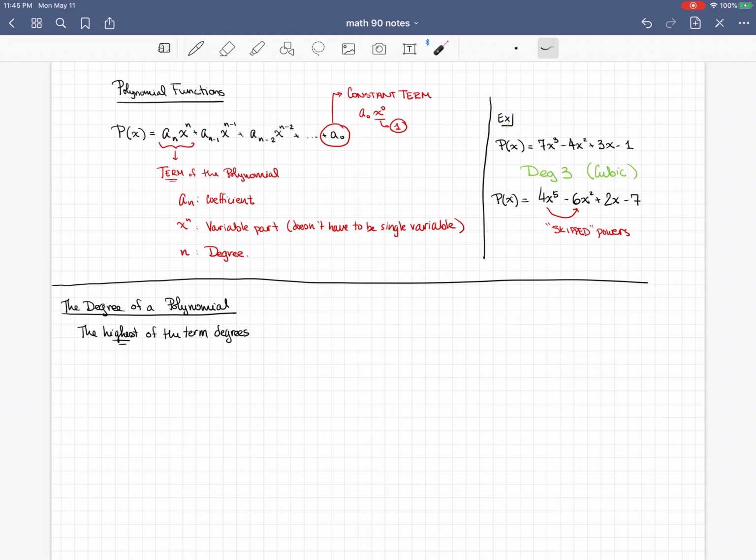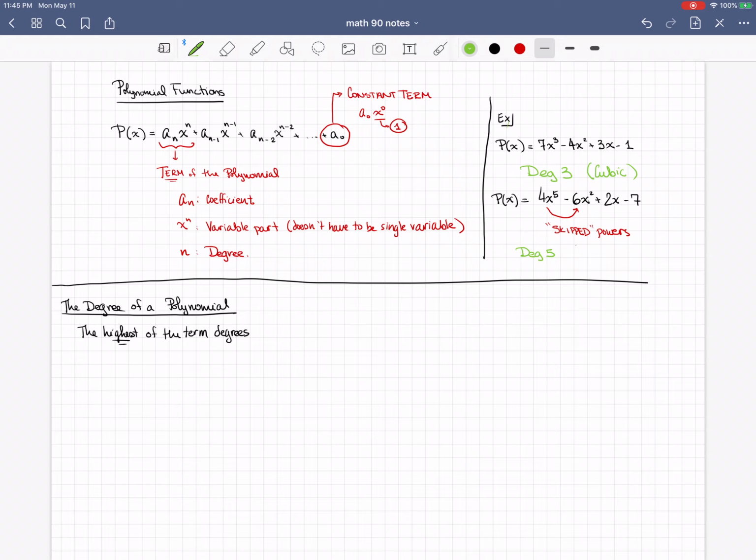2x, that's a degree 1 term. And 7, that's a degree 0 term. So since the highest of those is 5, this is a degree 5 polynomial. Degree 5 polynomials have a name too.